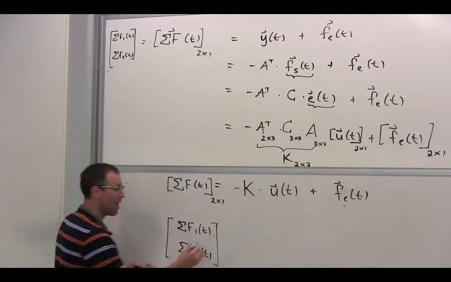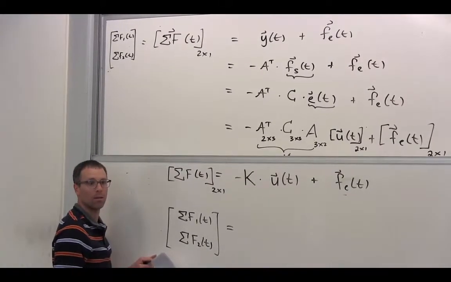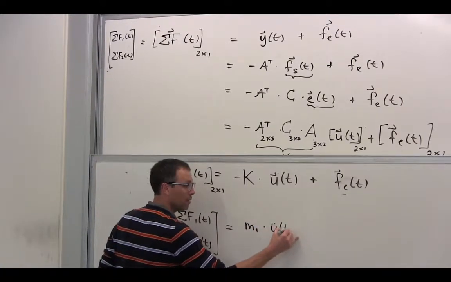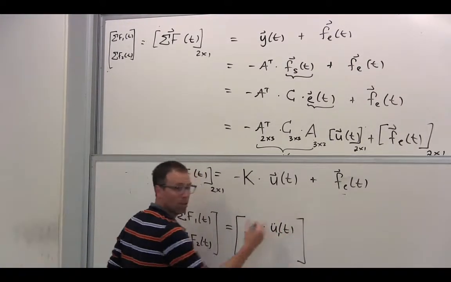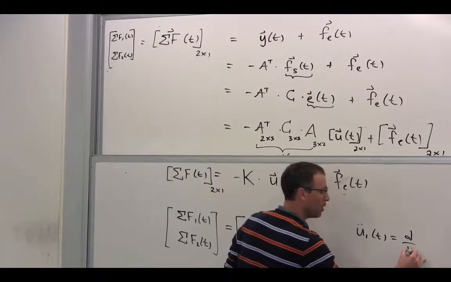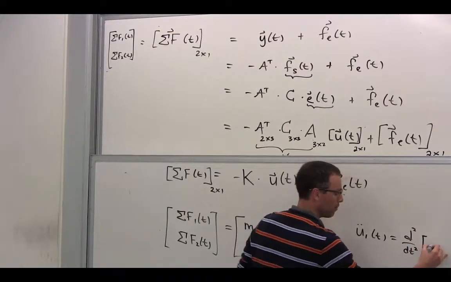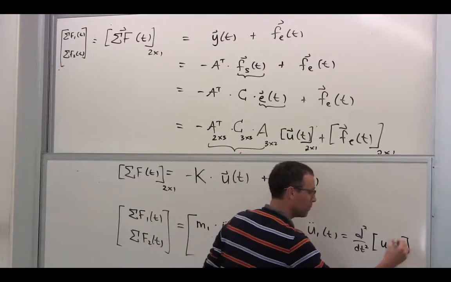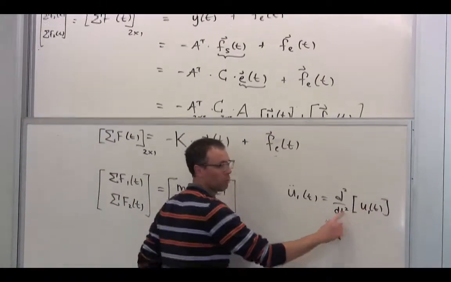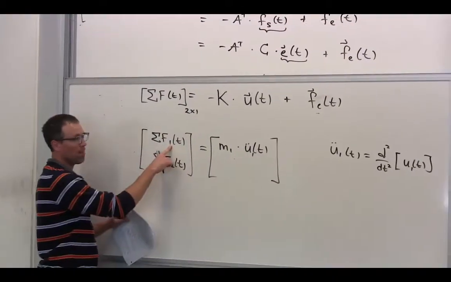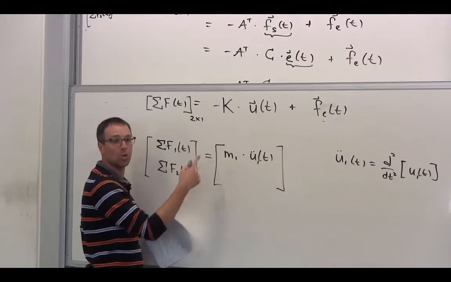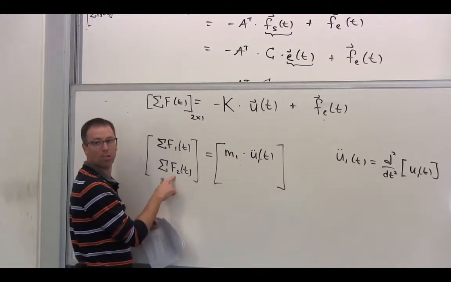What's the net force on mass 1? It must be m1 times the acceleration of mass 1, where the dot notation comes from the second derivative. This is very much something that comes from engineering. So u double dot, with the two dots on top, means the second derivative of u with respect to t. The net force on mass 1 is mass 1 times the second derivative of displacement. In other words, what's this called? Newton's second law.